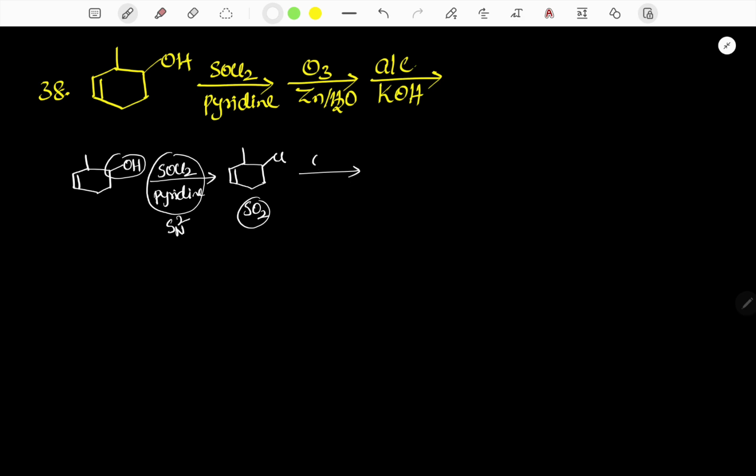Now it is treated with reductive ozonolysis condition. So here alkene undergoes ozonolysis and forms the corresponding product like this. So here we did ozonolysis on these 2 carbons.